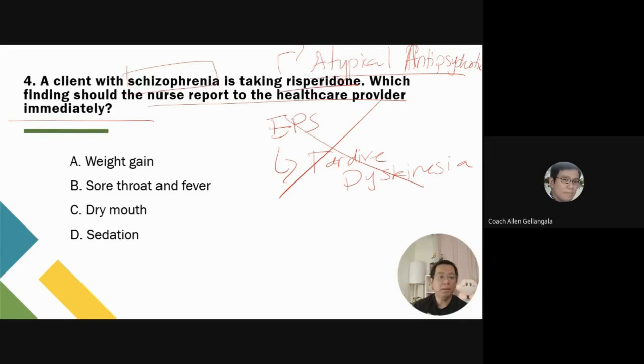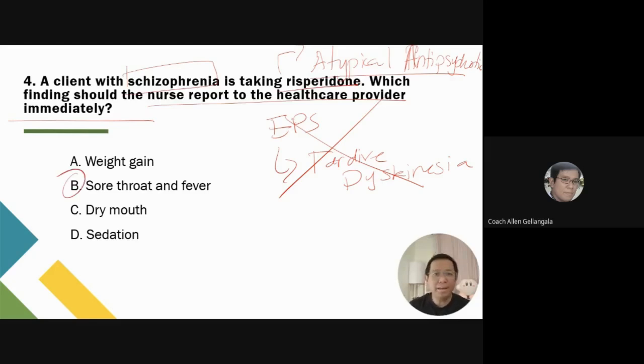What would be the finding that would need provider intervention? Now, let's say you don't know what risperidone is, you don't know the action of typical and atypical antipsychotics, always go with the basic concept of analysis. Which of the following signs and symptoms that you are seeing would create a drastic change with your patient? That is our analysis question, and nothing could answer it better than letter B.